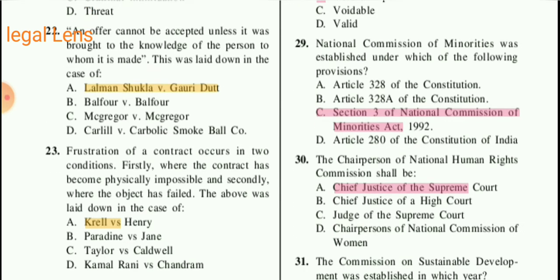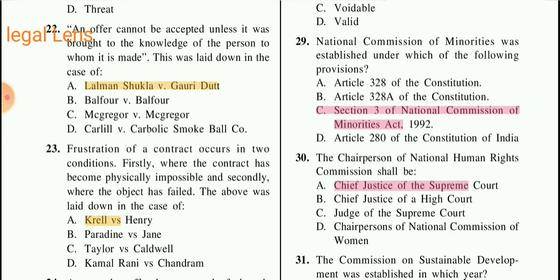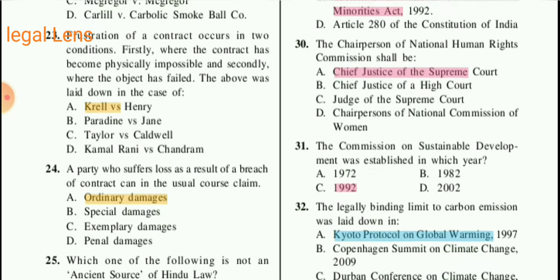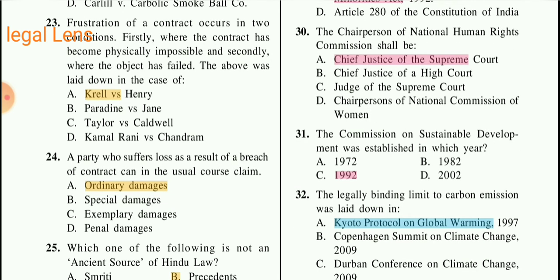Then National Commission for Minorities was established under which of the following provisions? So this was section 3 of the National Commission for Minorities Act 1992. Now the chairperson of the National Human Rights Commission shall be a former Chief Justice of the Supreme Court. Then the Commission on Sustainable Development was established in which year?